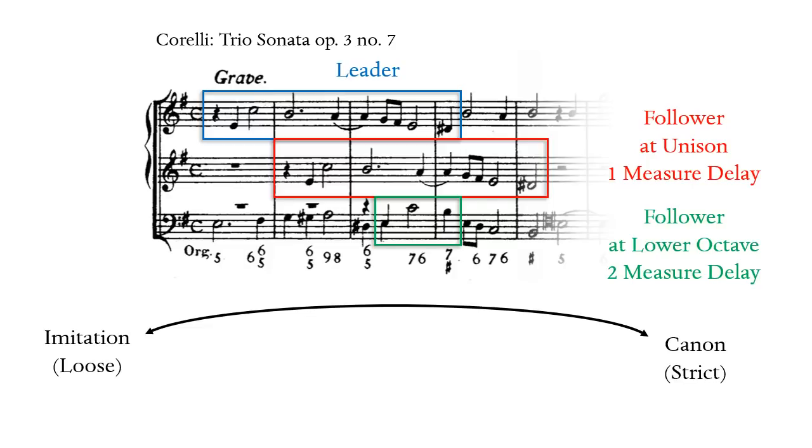In fact, the word canon originally referred to the rule that defines the imitation. In the actual piece, however, Corelli breaks off the imitation after the first few measures, so this example would be more accurately referred to as imitation than canon.